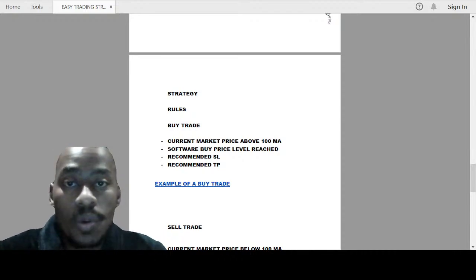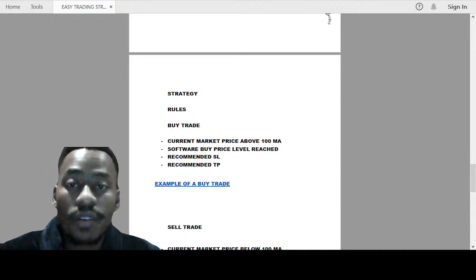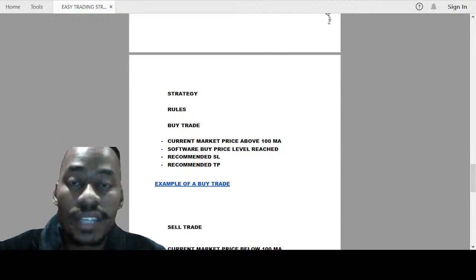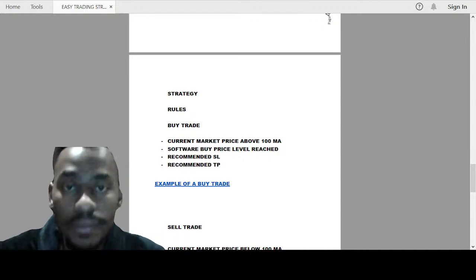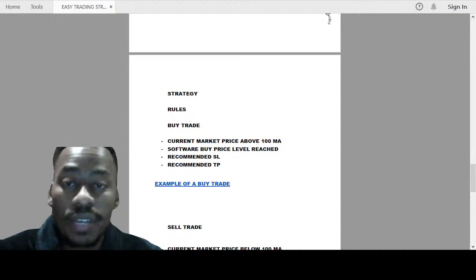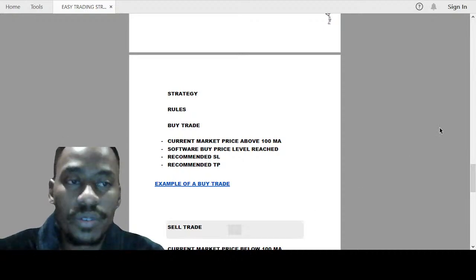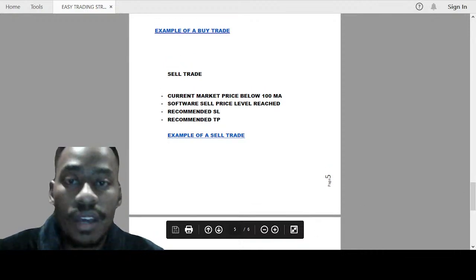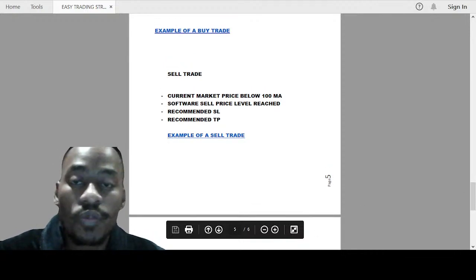Now, if you want to be buying, the first thing that you're going to have to see is that the current price needs to be above the 100-period moving average. That's the first thing. The second thing is that the buy price of the system must be reached. I'll explain this as we go along when we look at the 100-period moving average. Afterwards, for each and every signal, the system also gives you a stop loss, and it recommends a take profit for you guys. So you don't have to stress too much about where you're going to put your stop loss and things like that. And for sell trades, guys, it's the very exact same rules, but in the opposite.